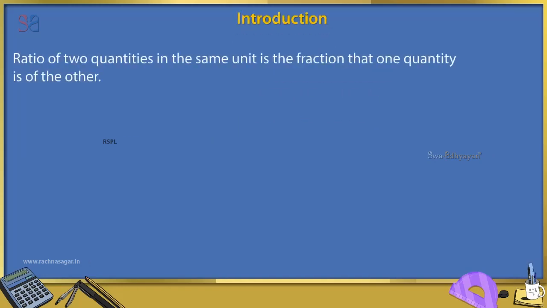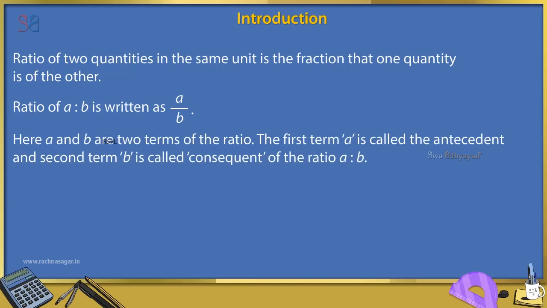Ratio of two quantities in the same unit is the fraction that one quantity is of the other. Ratio of A is to B is written as A by B. Here A and B are two terms of the ratio. The first term A is called the antecedent and the second term B is called the consequent of the ratio A is to B. Some important points to remember about ratios.